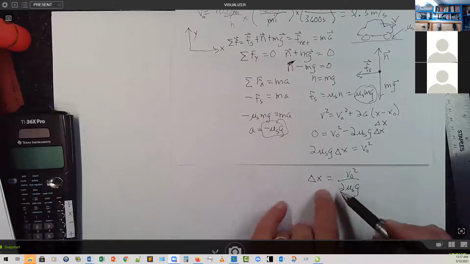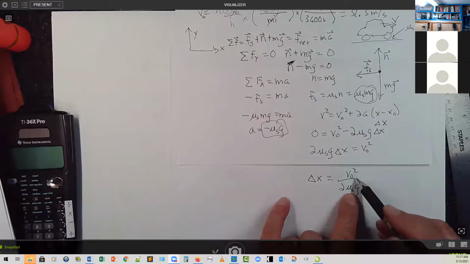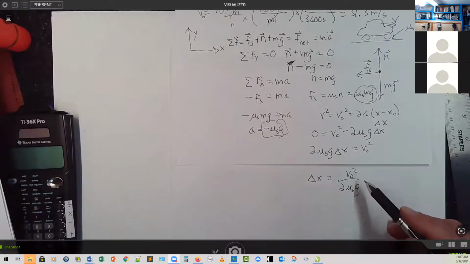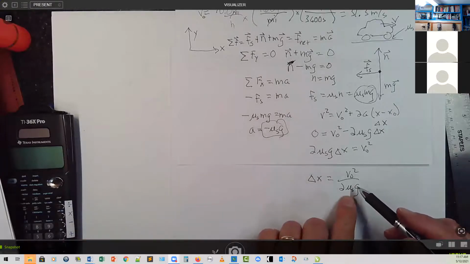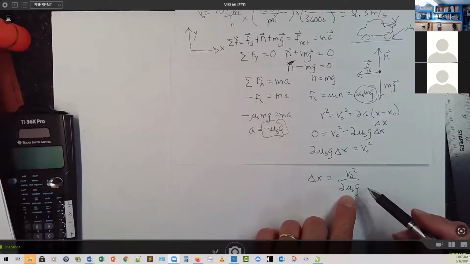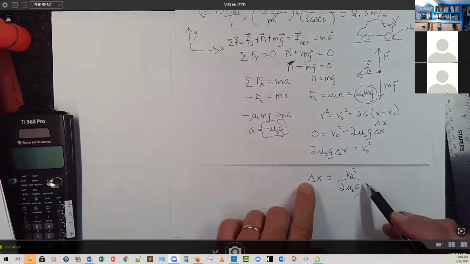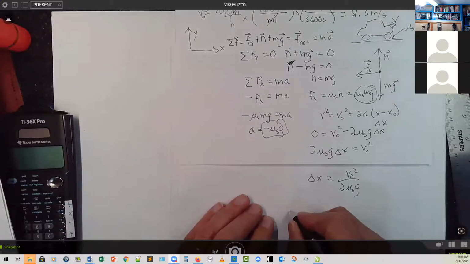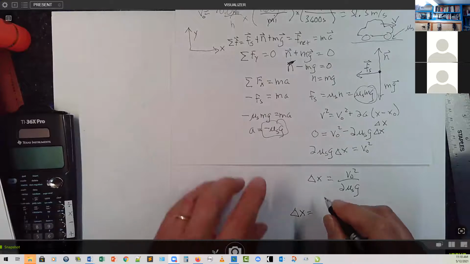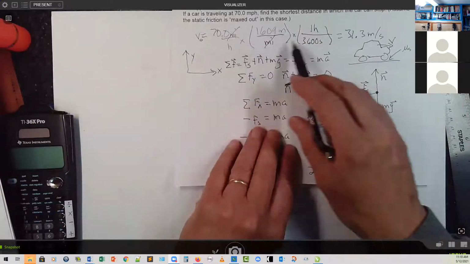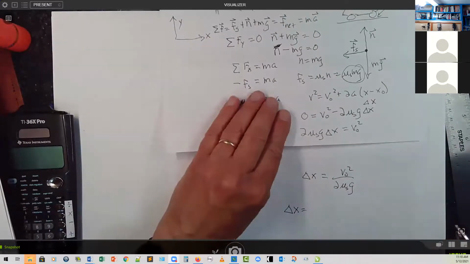Also, the distance it takes to stop goes up with the square of the speed. So if you're going at 60 miles an hour, as compared to 30 miles an hour, it will take you 4 times the distance to stop. So in the winter, slow down if it's on a slick surface, because it's going to take a while to stop. But now we can finally plug in the numbers. Delta x in this case will equal v naught. We figured it out up here. That's the 31.3 meters per second.